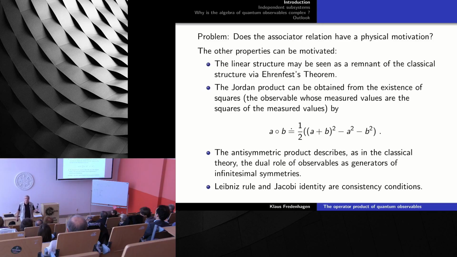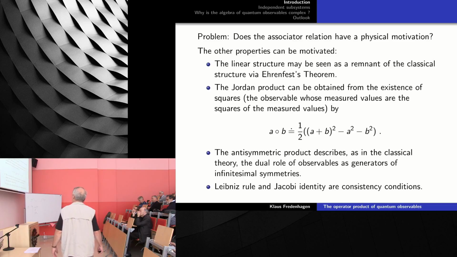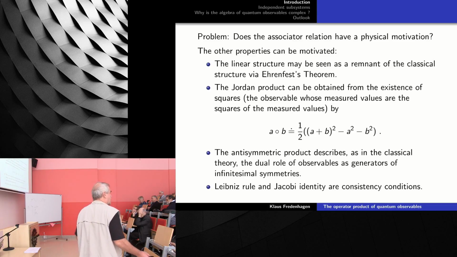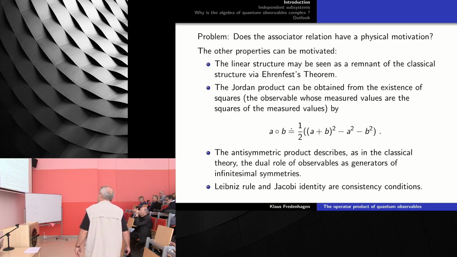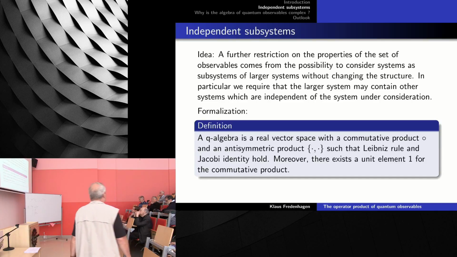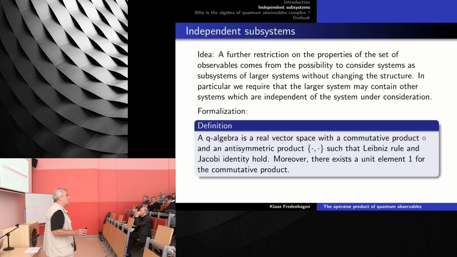Then we have this second product, the anti-symmetric product, the analogy to the Poisson bracket. And this is just a structure that observables have a dual role, not only as things which you can measure, but also as generators of symmetries. And we just assume that the same structure is there in quantum physics. Then we have these algebraic relations, so the Leibniz rule and the Jacobi identity. But these are just consistency rules. If I want to use this anti-symmetric bracket as a generator for symmetries, it is just the requirement for consistency that the Leibniz rule holds. And similar for the Jacobi identity. So these relations are quite natural. And now the question is, can we also understand this relation between the associators?